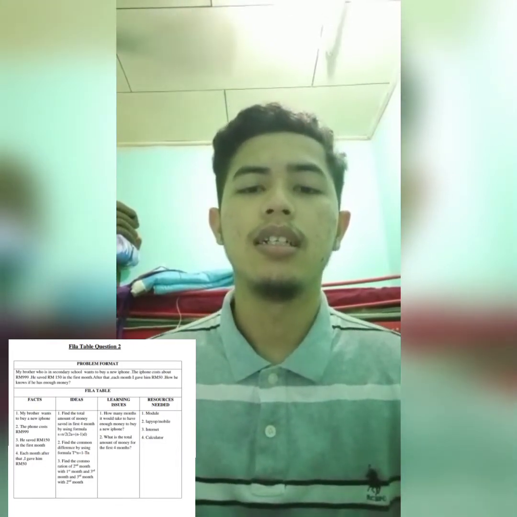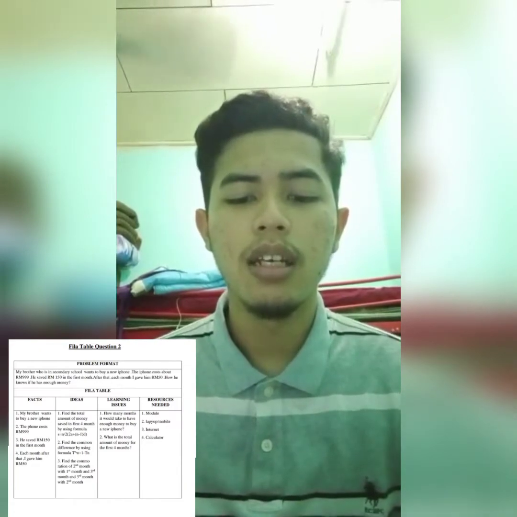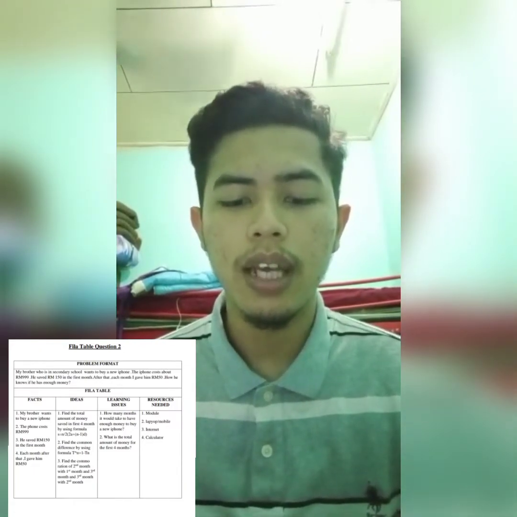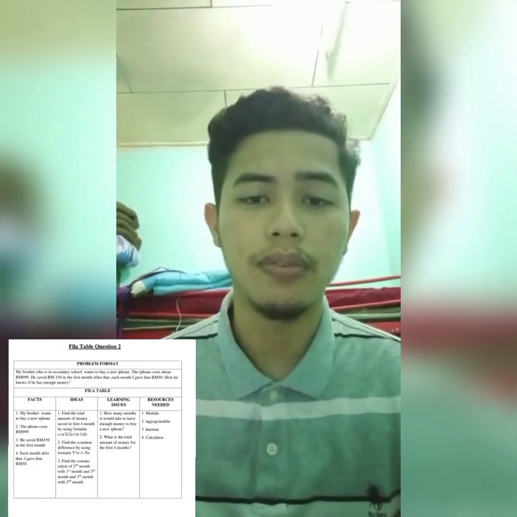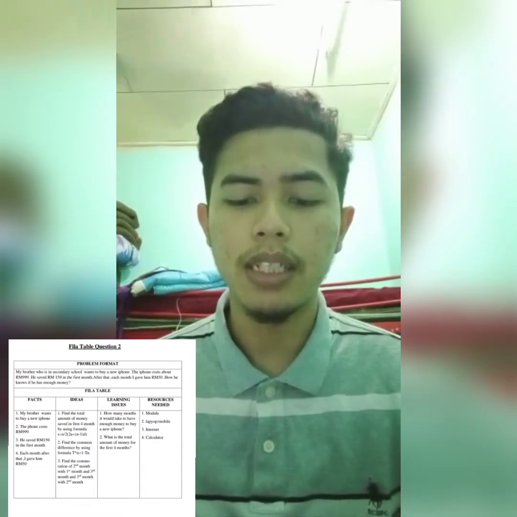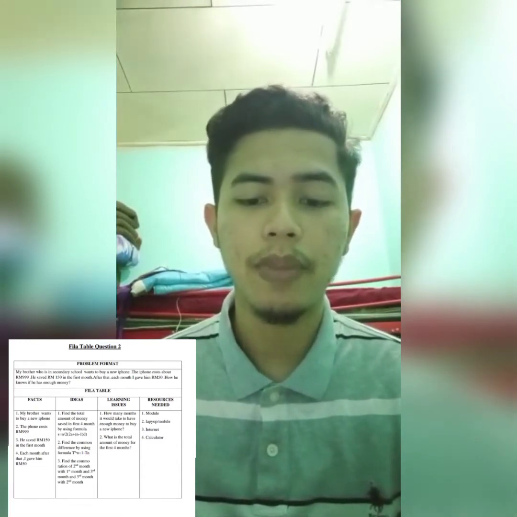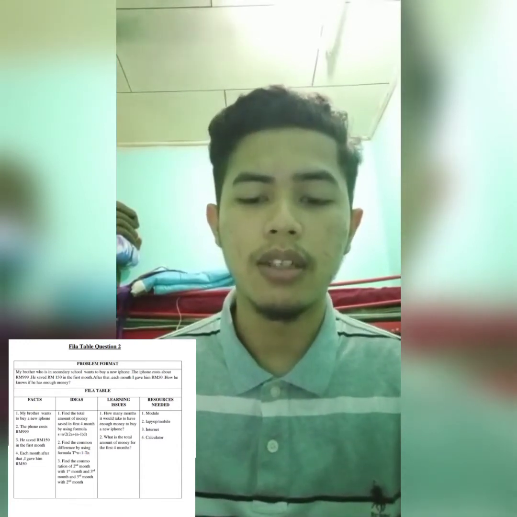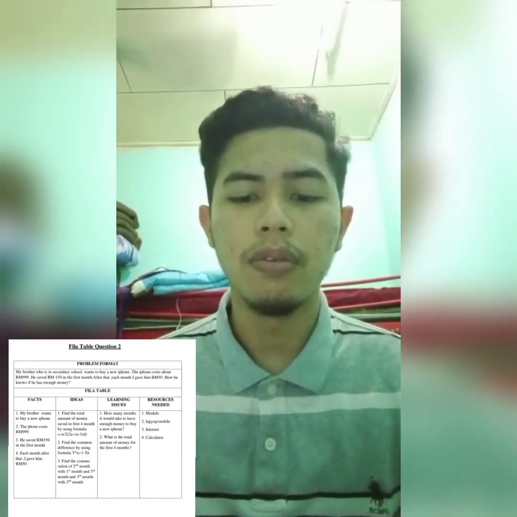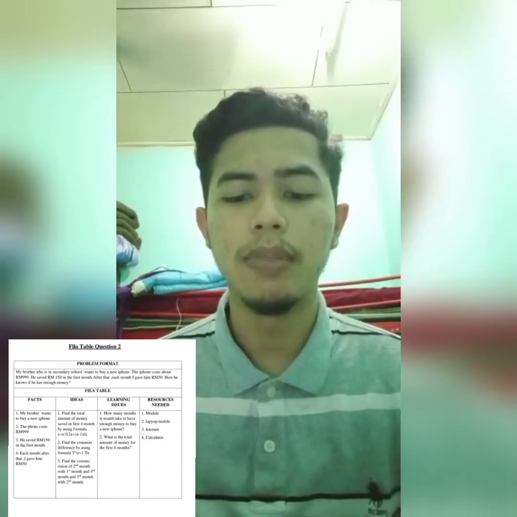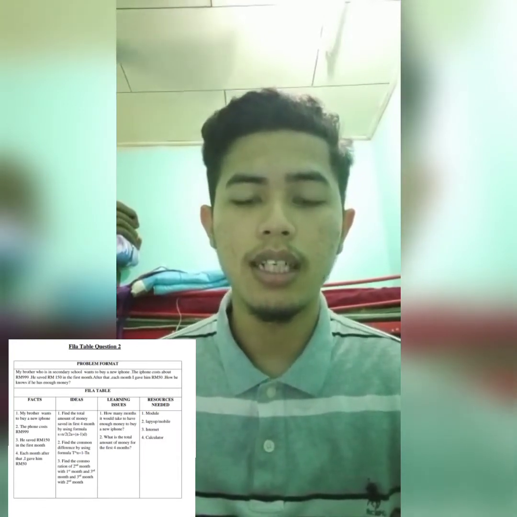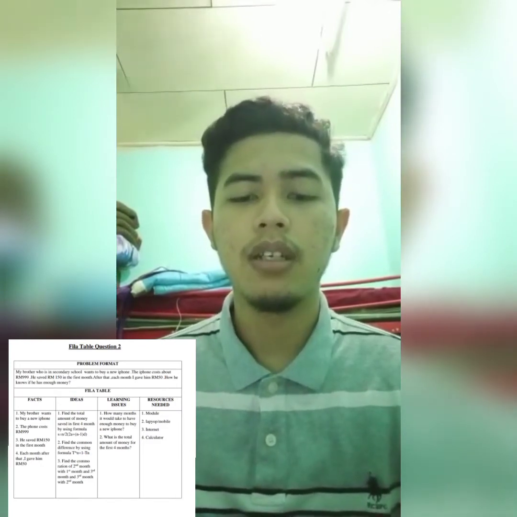Learning issues. Number 1, how many months it would take to have enough money to buy a new iPhone. Number 2, what is the total amount of money for the first 4 months. Last but not least, resources needed. Number 1, we have to use module. Number 2, laptop or mobile phone. Number 3, internet. And number 4, calculator.